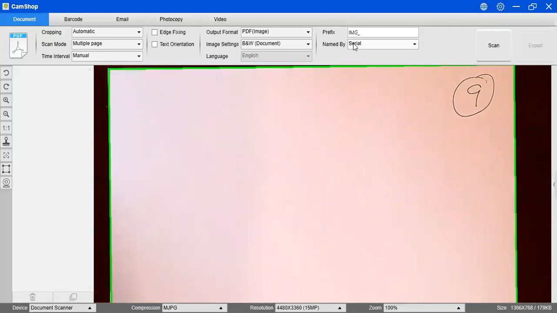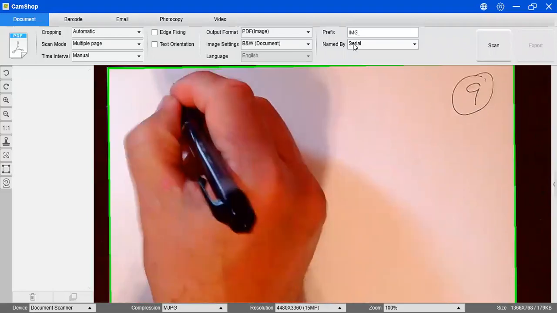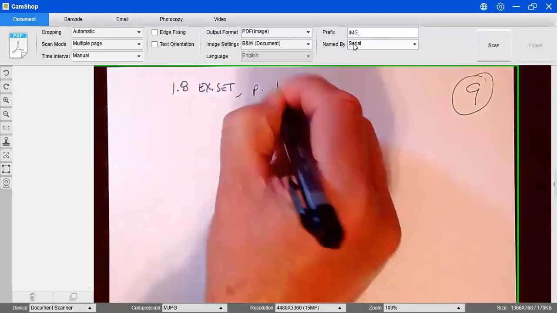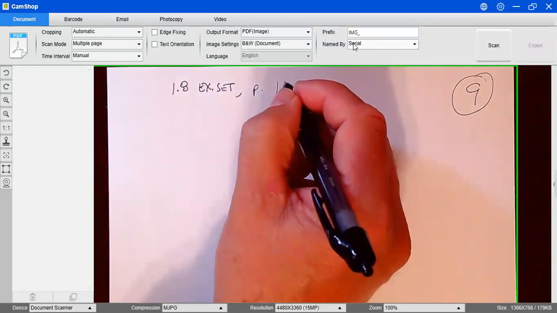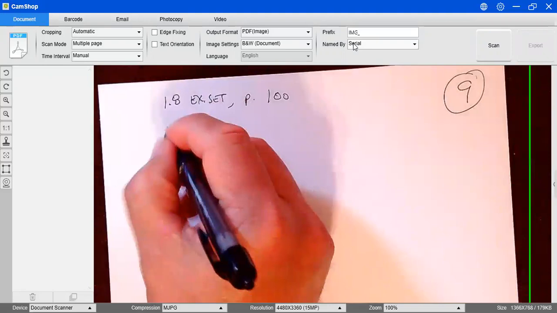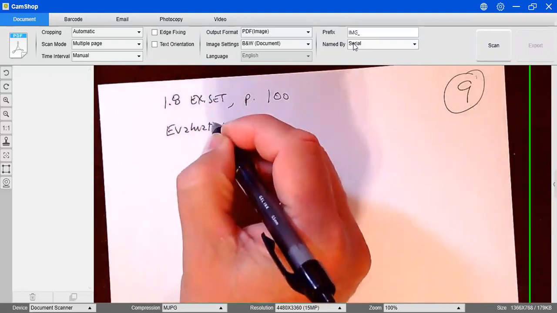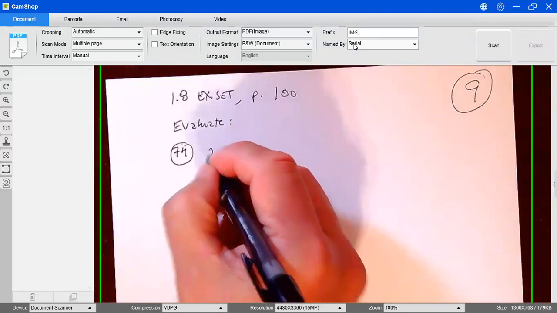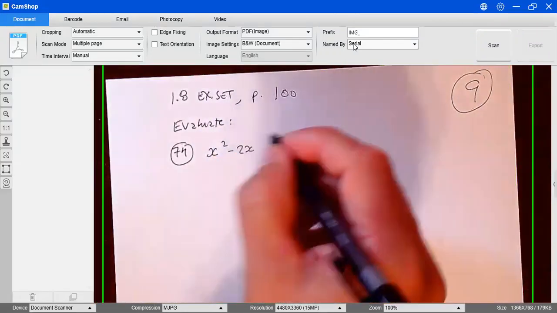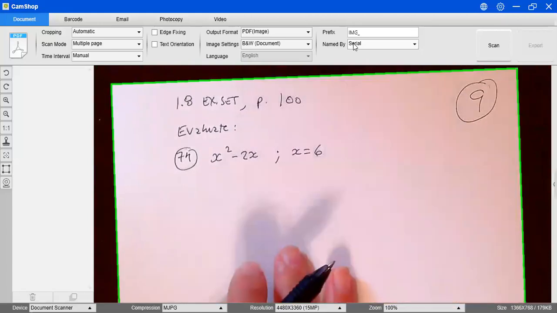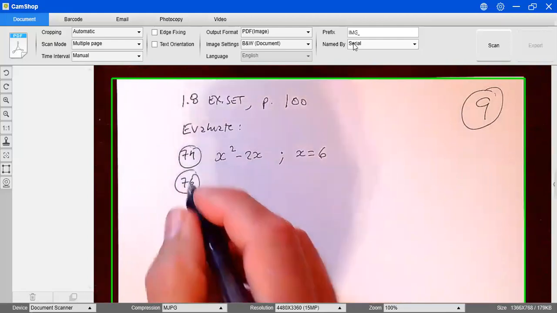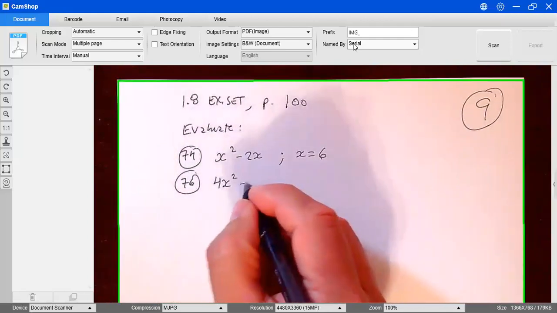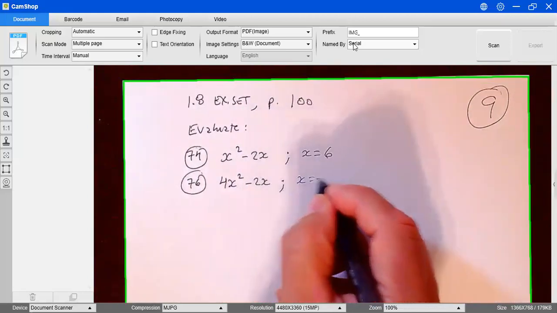So let's see. We have on page 100 the next part of the 1.8 exercise set, page 100. So you're going to evaluate some problems. This is important. You're going to evaluate. So we start with problem 74. You're going to evaluate x squared minus 2x when x equals 6. Then we have problem 76. You're going to evaluate 4x squared minus 2x when x equals negative 3.